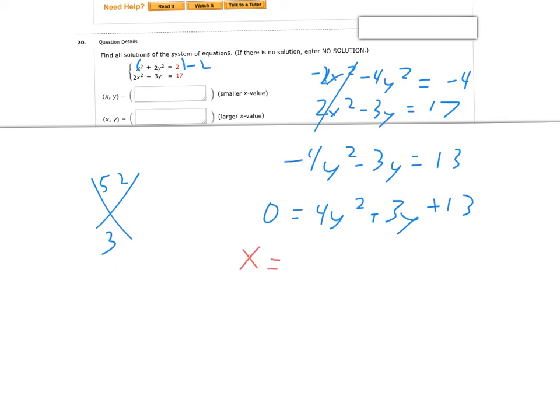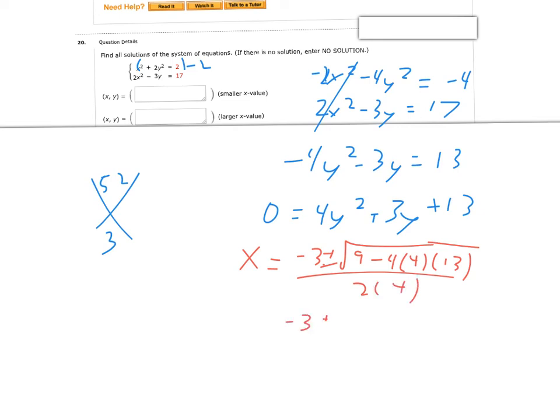So I'm going to say x equals negative b plus or minus the square root of b squared minus 4ac, all over 2a. And what I notice right away is that if I actually do the inside of this, 9 minus 4 times 4 times 13, it's going to be negative 199. And that is, of course, an imaginary number, the square root of a negative. And so what I'm going to say here is that there is no solution.